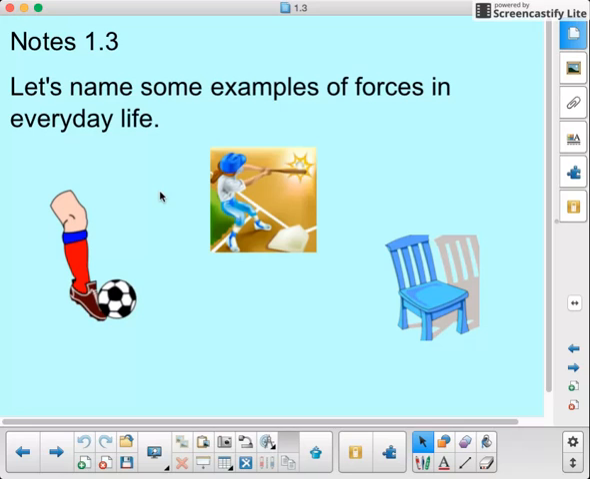And more surprisingly, when you sit on a chair right now, you are putting force on the chair, and the chair is actually applying force back on your body. And those forces are called normal forces. We'll talk more about those in a minute. You can probably think of a lot more examples of forces in your everyday life, and you should name at least 3 in your notes.